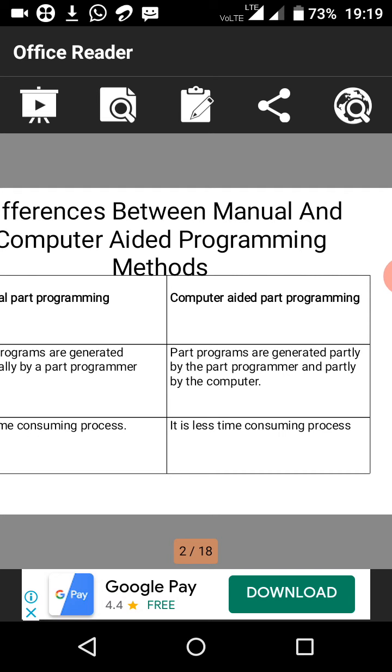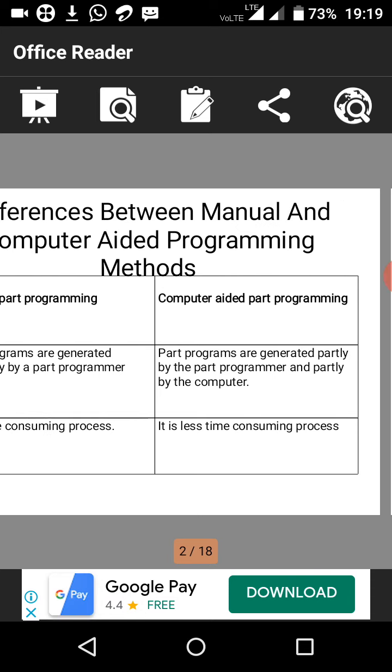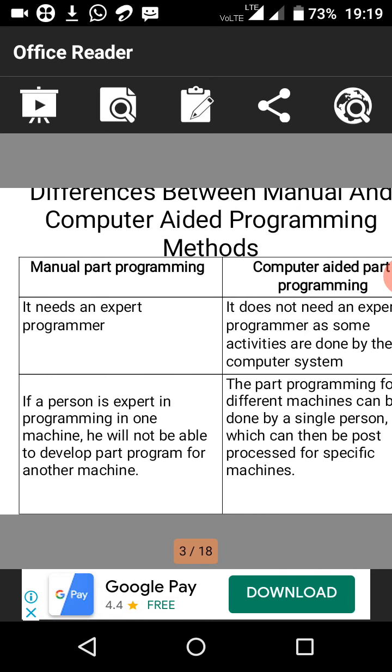So next one, manual part programming is used for simple geometric shapes. So this we use for simple geometric shapes. Which one? Manual part programming. Whereas computer aided part programming is used for complex geometric and complex contour shapes. So computer aided part programming is used for complex shapes and complex geometry.